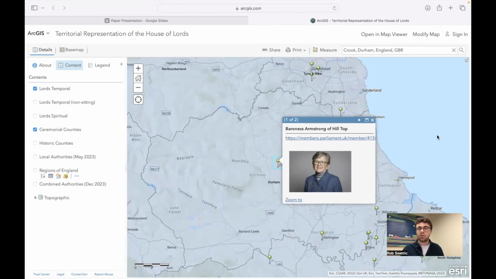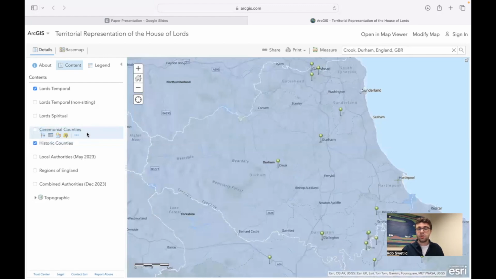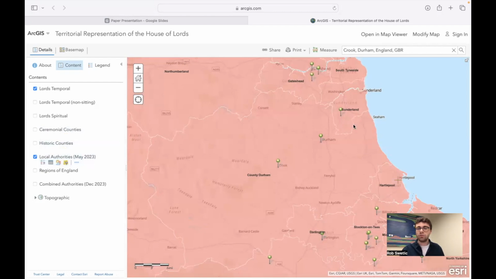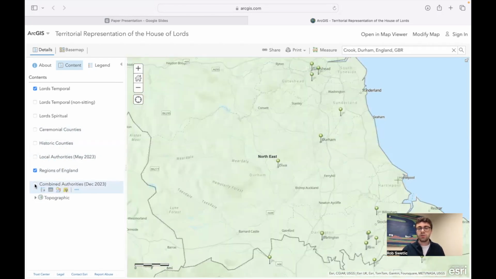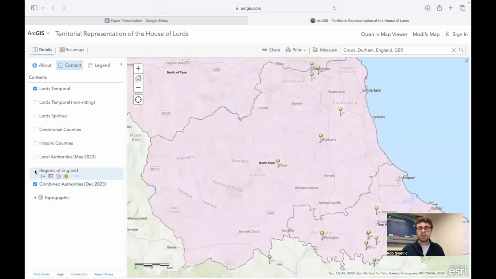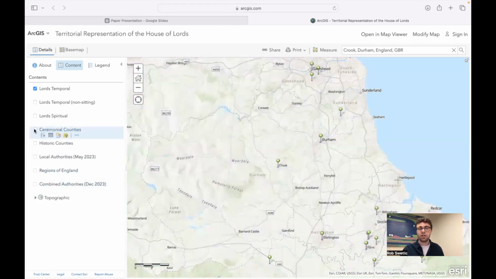She is designated in Crook in County Durham. Using this feature layer, we can see she falls into the ceremonial county of Durham. She falls into the historic county of Durham. This feature layer allows you to see where your peer falls within your local government district. You can also toggle the regions of England, so we see she's in the Northeast. And additionally, she's in the Northeast Combined Authority. So the feature layers really help you get a sense of how a peer may have only one territorial designation, but they can fall into several different localities and geographies.